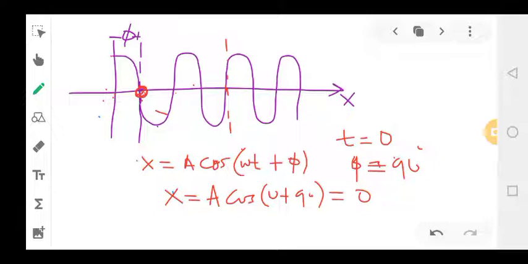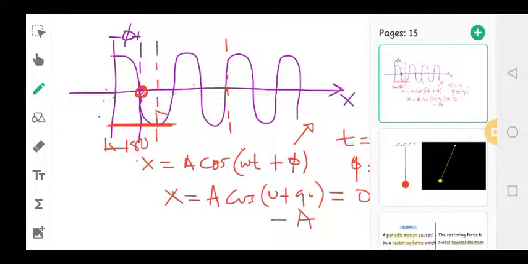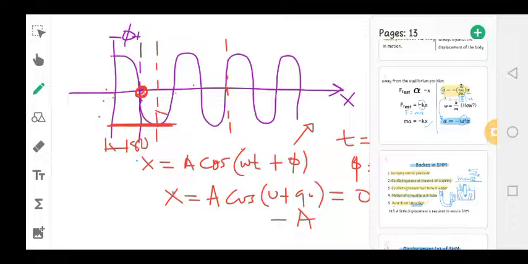If you take a look at another, if you move further from here to here, the phase angle is 180 degrees. So if we substitute 180 degrees into this, we are going to get minus A. And this shows minus A here. You can see. So the phase angle makes us adjust the equation to any point of the motion. So that's why we have the phase angle there. So let's now continue.